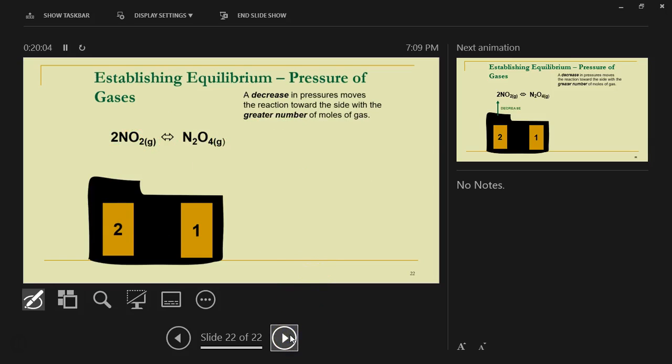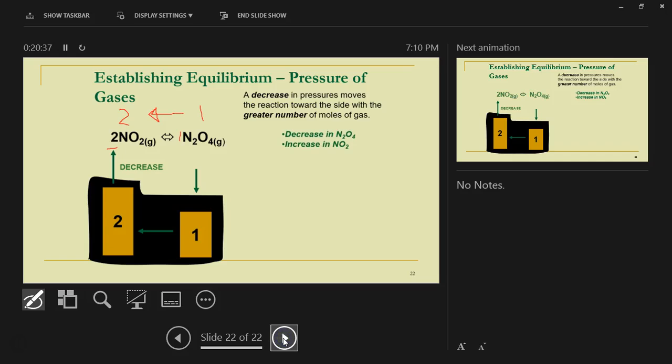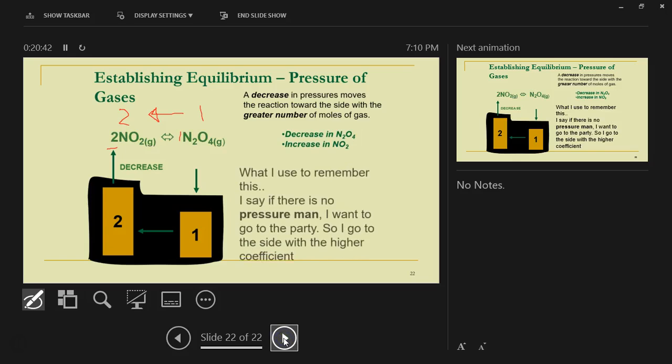If I have a decrease in pressure, I say, oh wow, if I'm under no pressure whatsoever, I have a decrease in pressure, then I'm going to want to go to the party. So if there's no pressure, I have nothing on my plate and everything is footloose and fancy free, then I'm going to want to go to the side that has the greater number of moles. So when there's a decrease in pressure, I'm free and clear to go to the party, so I will go to the side that has the bigger number of moles. So a decrease in the pressure is it moves towards the larger number.